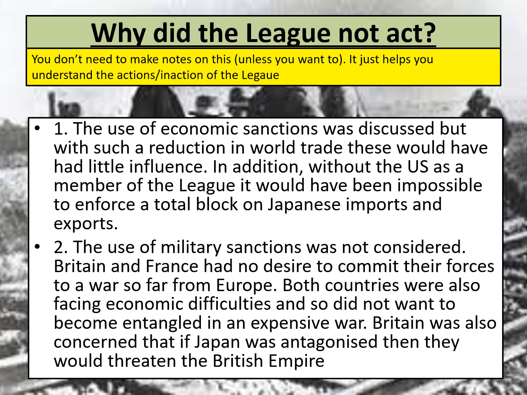Both countries were also facing economic difficulties, and trying to go to war against Japan would have been very expensive at a time when they didn't really have any money. They were also worried about their colonies far away, and if they upset Japan, would they then attack colonies in the British Empire? So they decided not to act for those reasons.